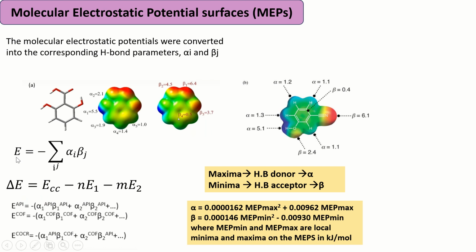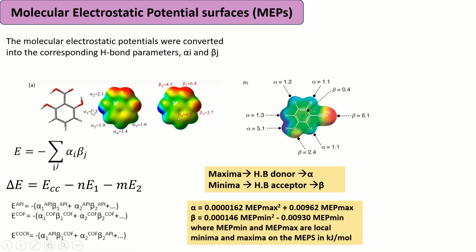So the equation is E equals minus summation of alpha i times beta j, and delta E. First of all, we will calculate E values and then delta E. And delta E is equal to E of the co-crystal, minus E1 minus E2. Here is E of the API minus alpha. We will calculate and we will use the values of highest alpha with highest beta.